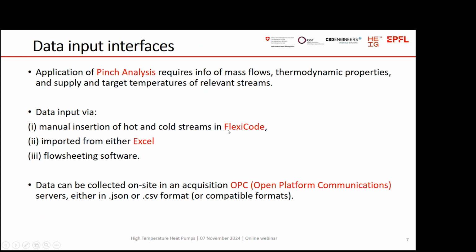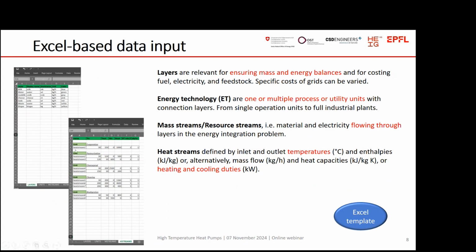I can show you. You can manually insert the hot and cold streams using flexible code, but you can also import them from Excel, or you can take flowsheeting software. The data can also eventually, when the enterprise is interested, be collected in an open platform communication acquisition program, and then transformed into JSON and CSV, and later you can use the same workflow that I have described before. So the Excel-based data input is as I show here. So probably I will need to jump into this.